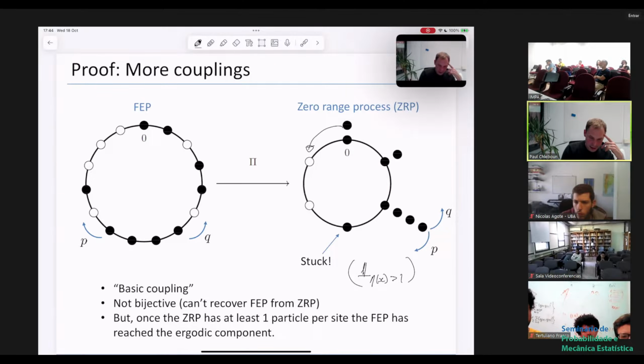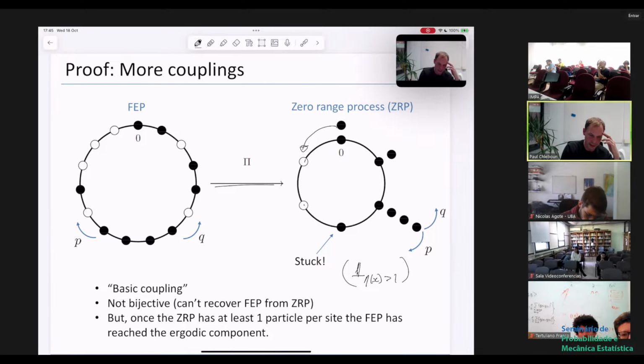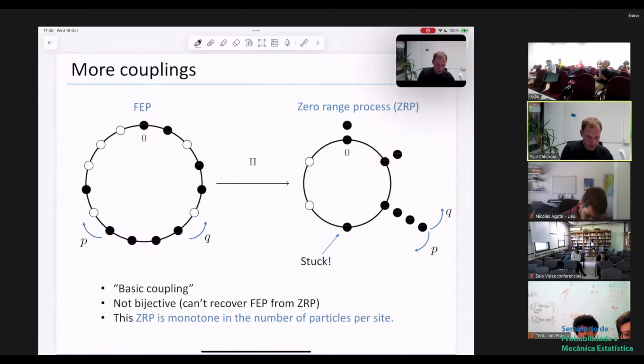The point is, once this zero range process has filled every site that corresponds to under this coupling, then necessarily the original facilitated exclusion process must have hit the ergodic component. Okay, this is useful because of an obvious monotonicity we get in the zero range process. I should say the facilitated exclusion process on the ring, one of the reasons it's much more complicated than on the interval is we have currently no nice representation in terms of a height function or a lattice path or anything. So this is the easiest monotonicity we can dig out.